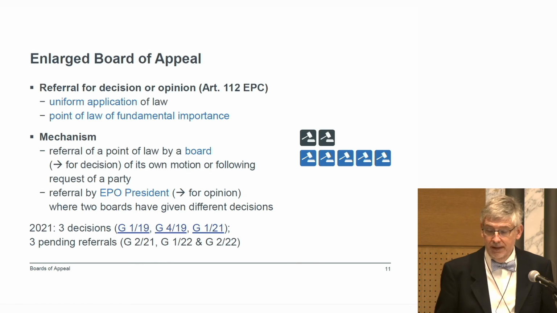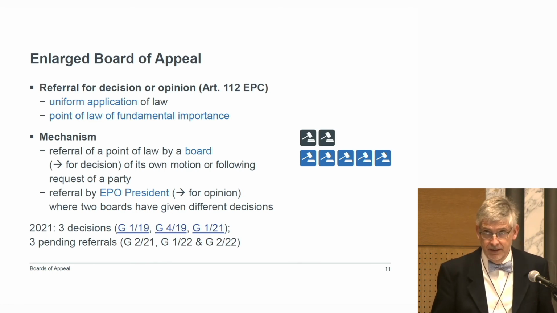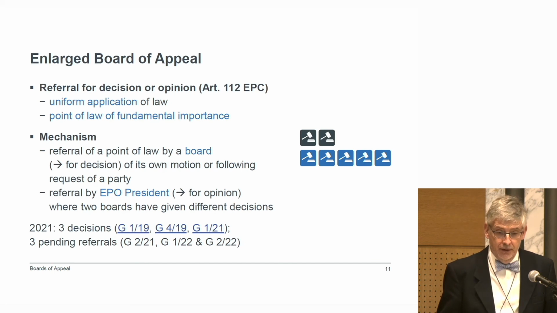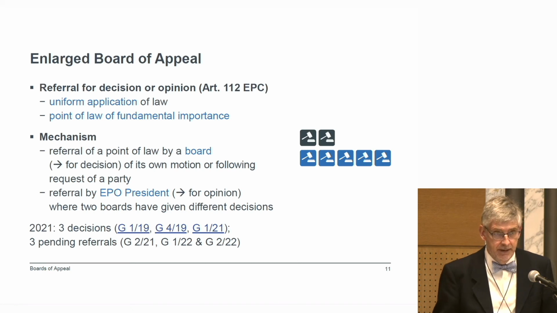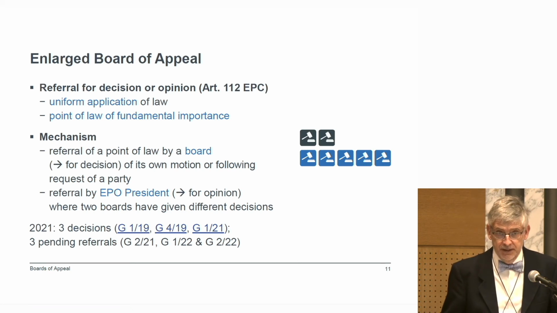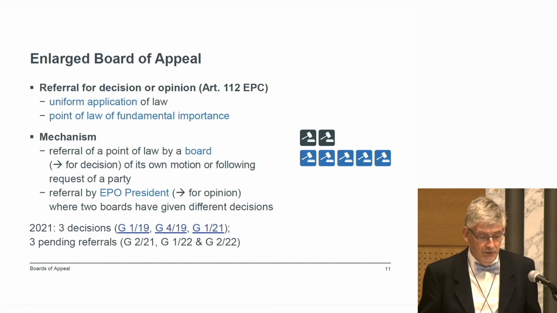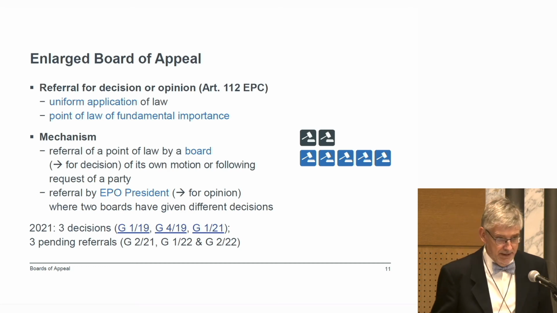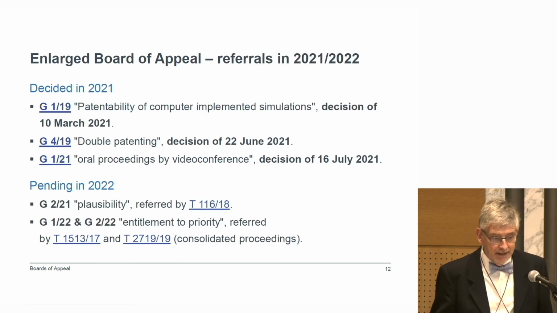Currently, we have 3 pending referrals. That's a referral on the issue of plausibility of a claimed technical effect, and the 2 other ones, G 1 of 22 and G 2 of 22, concern the right to priority. They are still pending, but at least in the first one, the case G 2 of 21, the oral proceedings will be held on 24th of November, and they will be streamed so everybody worldwide can follow the oral proceedings in that case. Last year, we decided 3 cases.